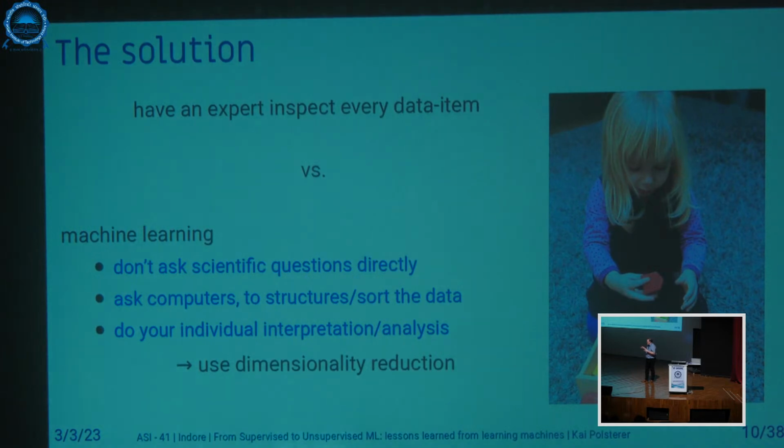So at that point, I thought, okay, we now have the option of either having an expert inspect every data item, or we could use machine learning to not ask the scientific question directly, not to do supervised learning, not to train it to do a certain task, but to ask the computer to structure things by shape, by their structure, to sort them accordingly. And in the end, give this as a pre-calculation to the scientist. Then they can do their individual analysis based on commonalities in structures and shapes.